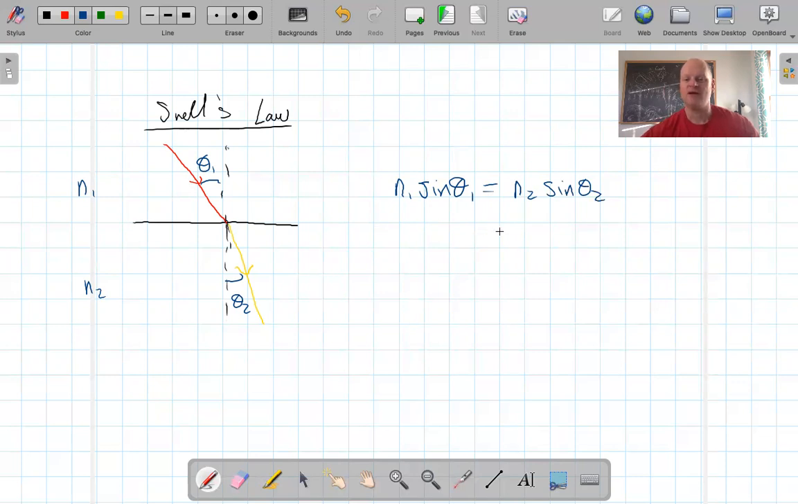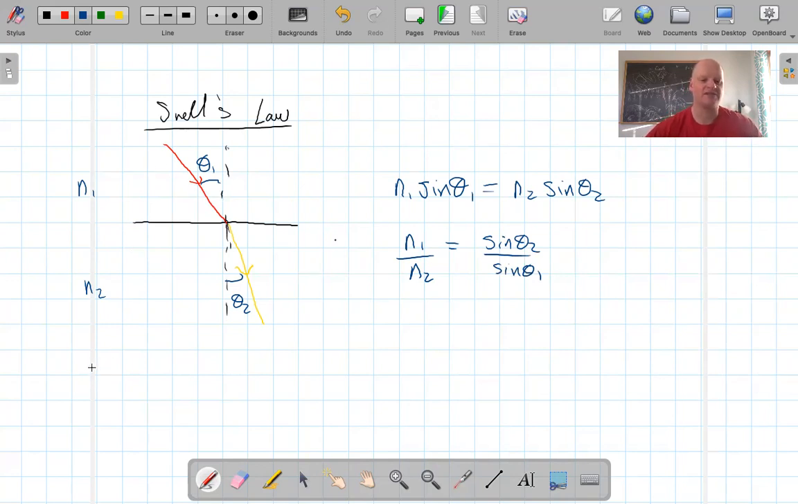So what this says then is that how this thing is going to be bent, either toward or away from the normal, is going to depend on effectively the sizes of each one of these indices of refraction. So what do I mean by that? Well, let's look at the ratio of the indices of refraction. So n1 over n2 is equal to, in this case, sine θ2 divided by sine of θ1.